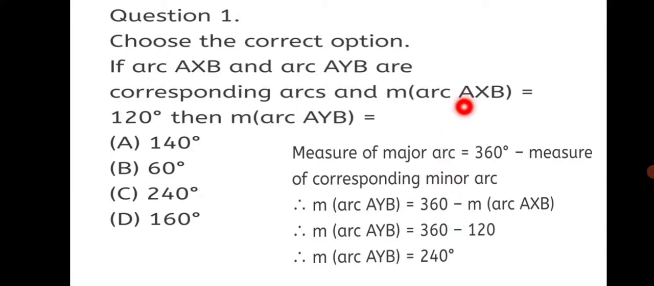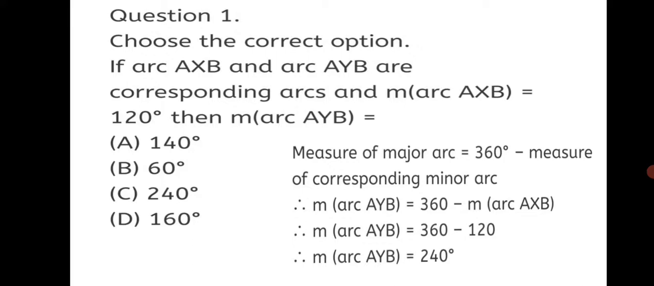Minor arc is AXB minus major arc AXB. How much is major arc AXB? It is given as 120. So substitute the value 360 minus 120 and you get the measurement of arc AYB is equal to 240 degree.